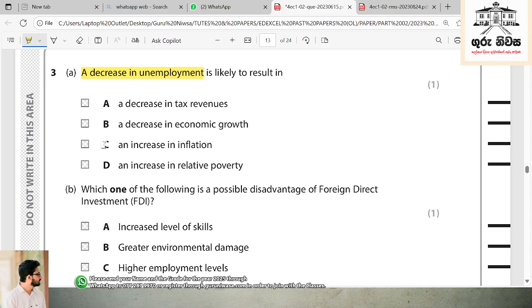Increases. If people have higher income, do they spend more or less on goods and services? More. Then demand for goods and services increases or decreases? Increases. When demand for goods and services increases, it causes an inflation which is known as demand pull inflation. Did you get the point? Yes, sir. Here the answer should be C, an increase in inflation.